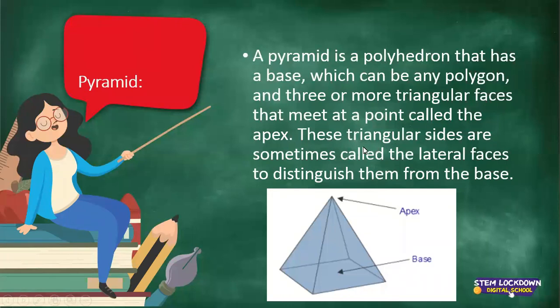Now these triangular sides are sometimes called lateral faces so that we are able to distinguish them from the base, because sometimes the base can also be in a triangular shape. So for us to be able to identify the base, we sometimes call the sides the lateral faces. All right. We spoke of an apex. This part here is an apex, the top part there where the faces meet. That's the apex. And this part here is the base. Okay. That's the base, and we move on.